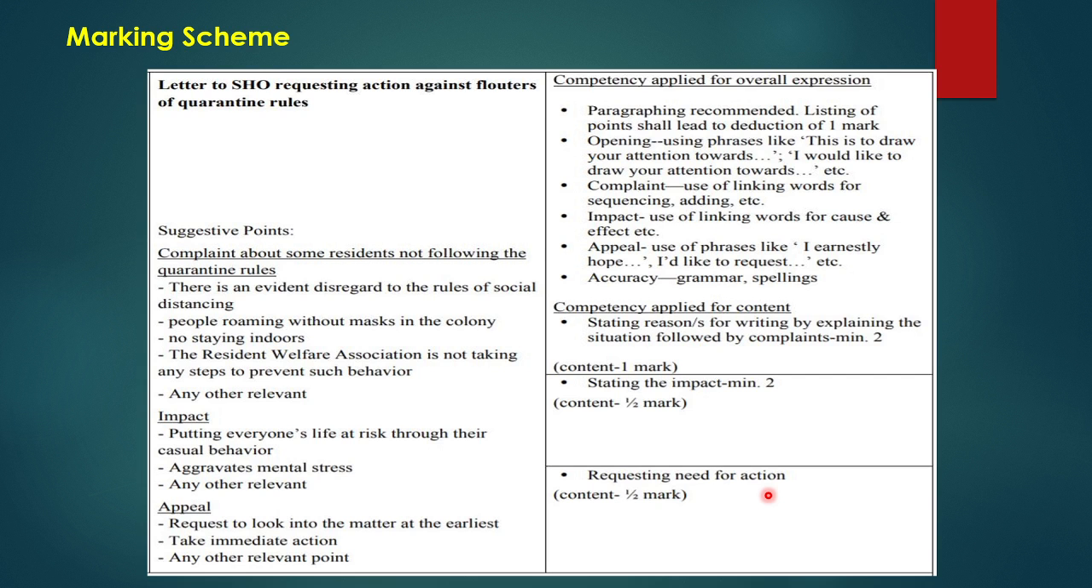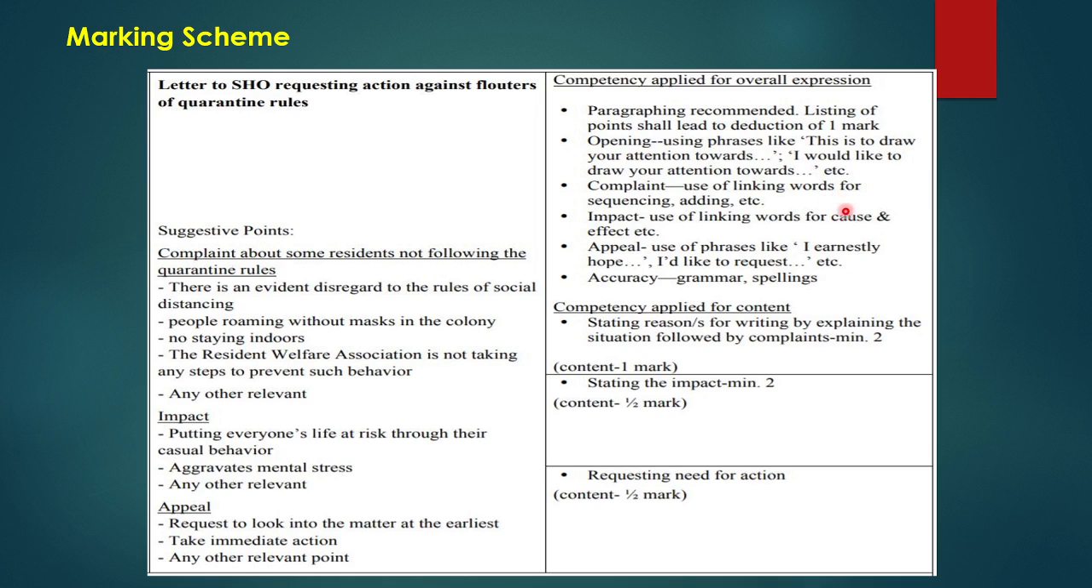Now the letter. What should be there in the letter? First, let's see the presentation of the letter. Paragraphing is recommended. If you write the points, then your 1 mark will be deducted. And opening phrases should be there, like 'This is to draw your attention' or 'I would like to draw the attention towards', etc. Similar kinds. Then a complaint.